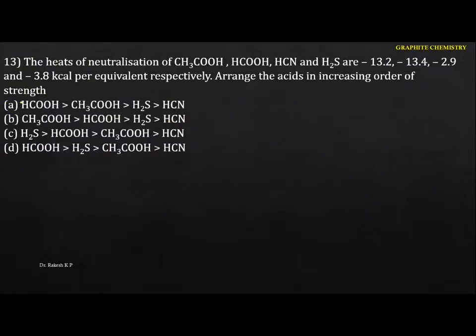The heat of neutralization of acetic acid, formic acid, hydrogen cyanide and hydrogen sulfide are minus 13.2, minus 13.4, minus 2.9 and minus 3.8 kilocalorie per equivalent respectively. Arrange the acids in the increasing order of strength. Okay, so just identify this one. Remember one of the concepts here. Greater the negative value of heat of neutralization, this is a very important one.